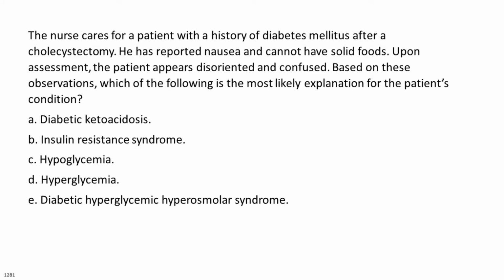The nurse cares for a patient with a history of diabetes mellitus after a cholecystectomy. He has reported nausea and cannot have solid foods. Upon assessment, the patient appears disoriented and confused. Based on these observations, which of the following is the most likely explanation for the patient's condition? A. Diabetic ketoacidosis. B. Insulin resistance syndrome. C. Hypoglycemia. D. Hyperglycemia. E. Diabetic hyperglycemic hyperosmolar syndrome.